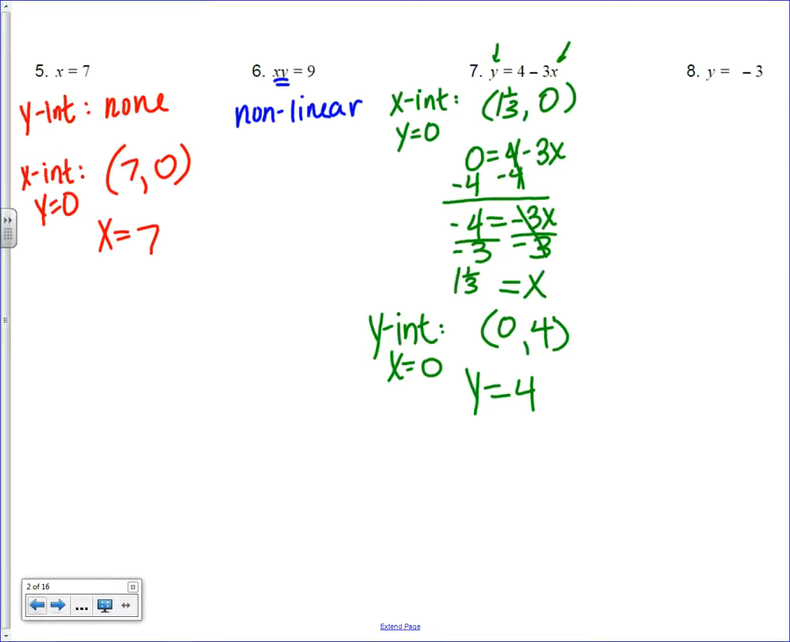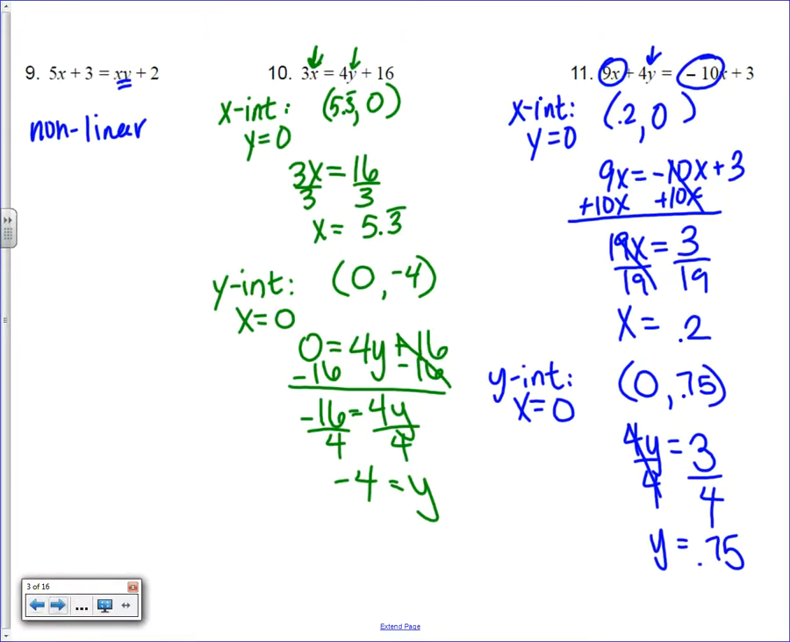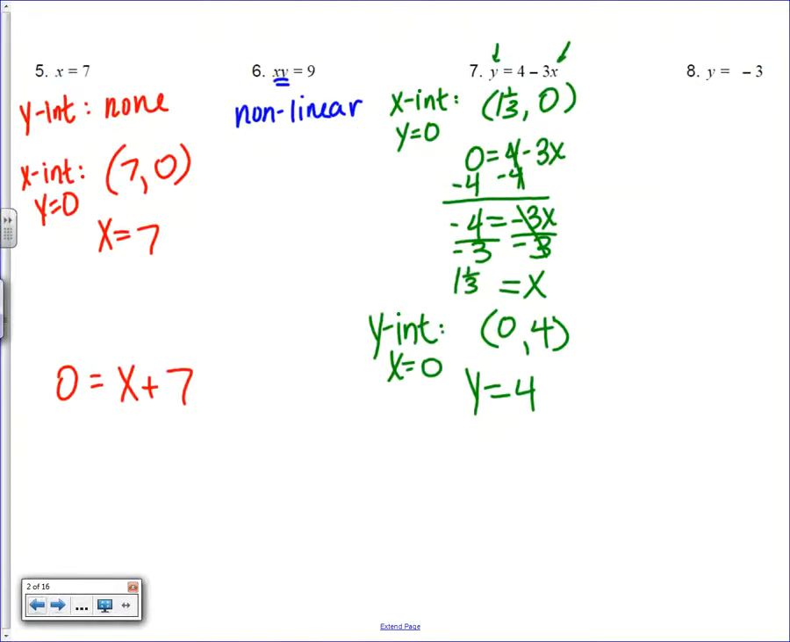Zero equals x plus 7. You just moved where the equal sign was. Do you see how the equal sign is between the x and the 7? I can't change that. Okay. Number 10 had a y in it already. Do you see how this one doesn't have a y? So it's a little bit different.